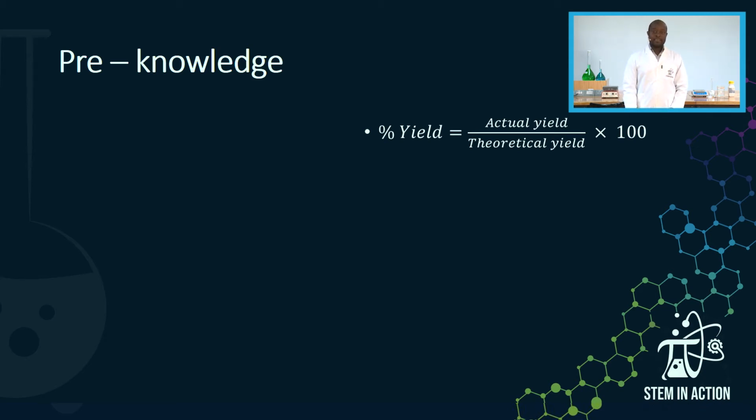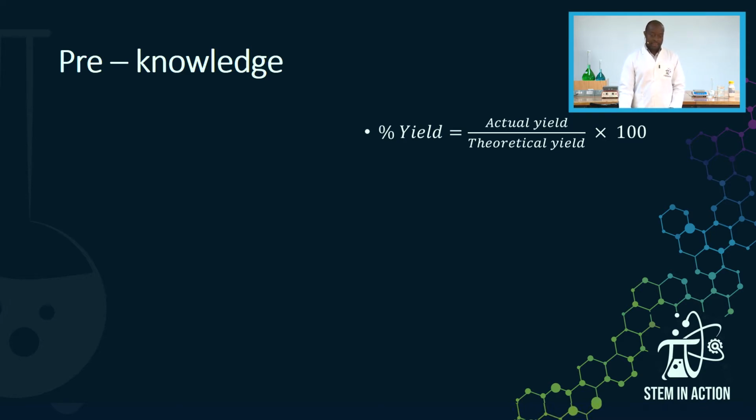The first thing is you need to know how to calculate percentage yield. So the formula for calculating percentage yield says the actual yield divided by the theoretical yield times 100. So this is a formula that by now you should be already familiar with.